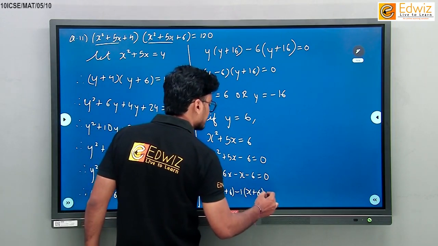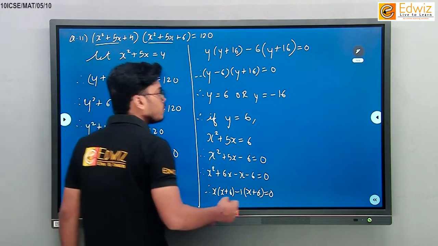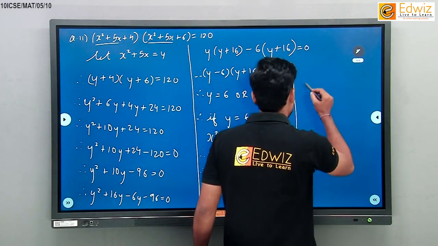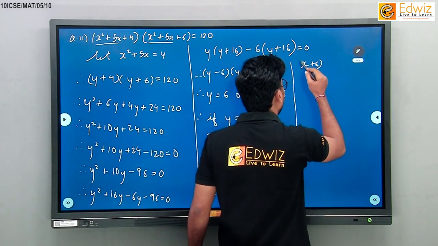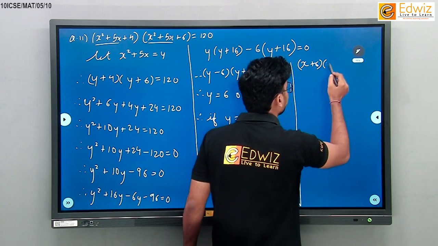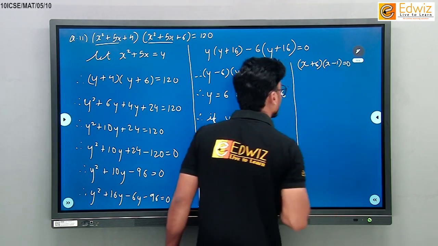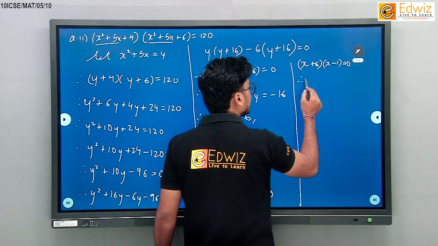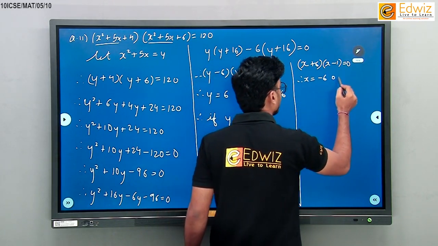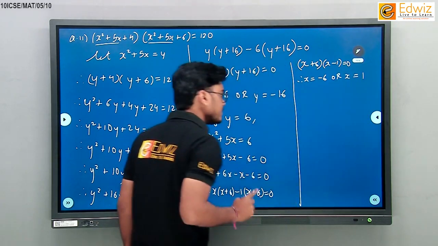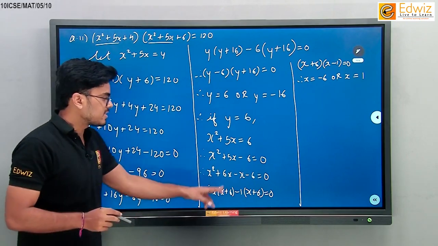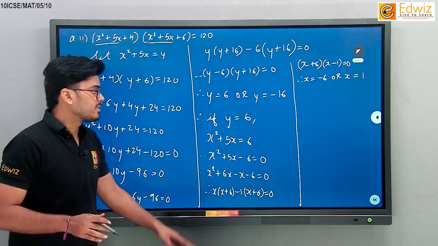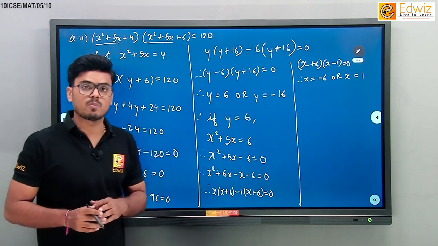will become x plus 6 equal to 0. So the two brackets are x plus 6 and x minus 1 equal to 0. From here we can say that x is equal to minus 6 or x is equal to 1. This is upon solving the first equation when y equal to 6. Similarly, we have to solve for y equal to minus 16.